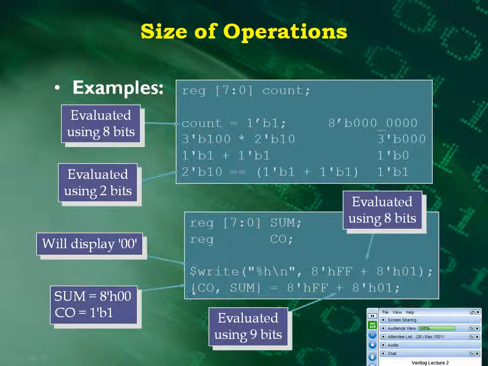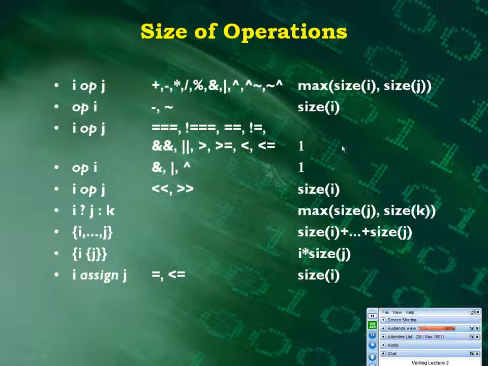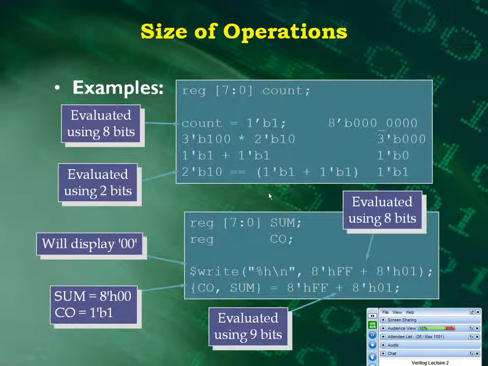However, in this case, now here this is the concatenation operator, remember. We've concatenated 2 values together, so the size of this is 8, size of this is 1, so the size of this concatenation is 9. So the size on this side is 9, remember. The size on this side, though, would be 8, but we use the maximum of both sides. If we go back to our table here, right here, max of size I or size J. Okay, so it's going to get evaluated using 9 bits on this side. Okay, so in this case, the sum will be 0, and we'll get our carry out of 1.